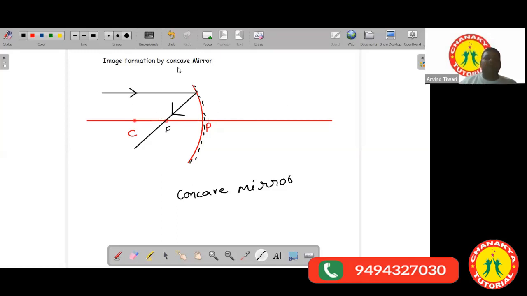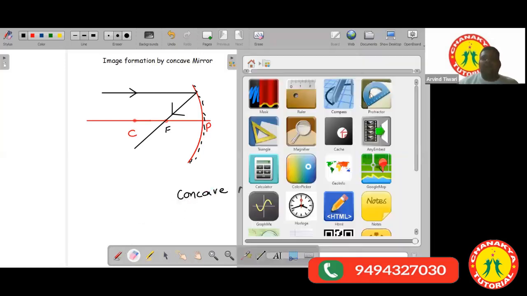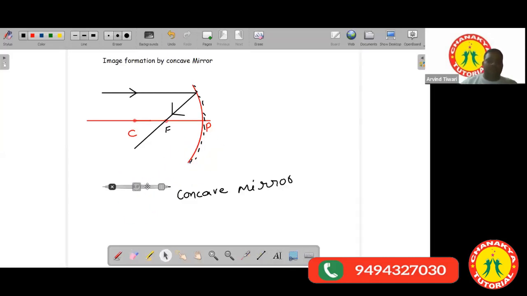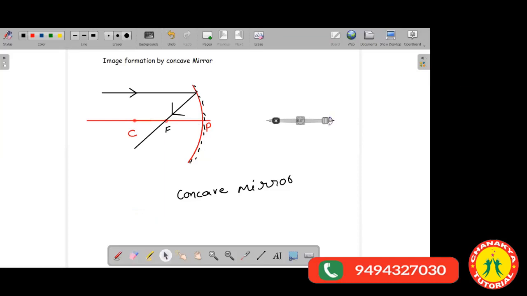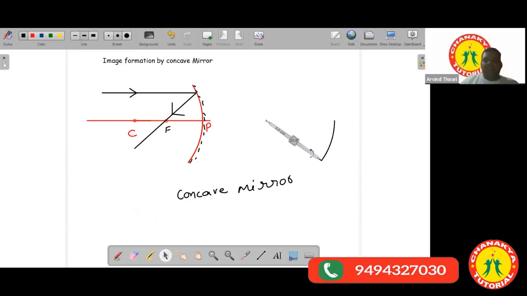Then we will see some other rule. The second rule states that if a ray of light passes through the center of curvature, so that ray of light, it reflects back along the same direction. Okay. So why it reflects back along the same direction, that also we will see. So have all of you drawn this diagram? Yes, sir. Okay. So let's see the second diagram here.